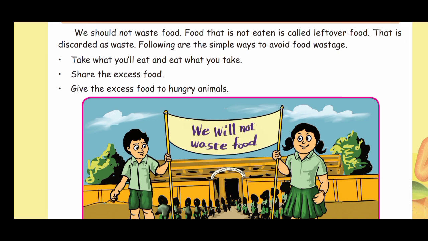Following are the simple ways to avoid food wastage. Let us see how to stop wasting of food. First point, take what you will eat and eat what you take. So suppose you want a limited quantity of food, you can eat that much only. Then you have to take that food alone to school as lunch. Then you have to eat that completely. So don't take excess food to school and waste it and put it in the dustbin. Okay, that is the first point.